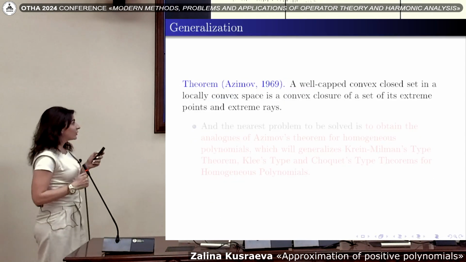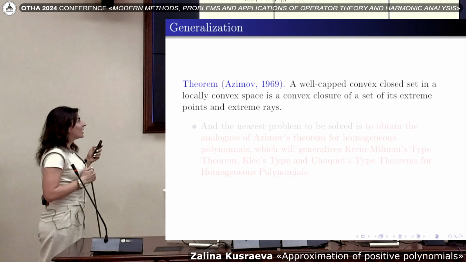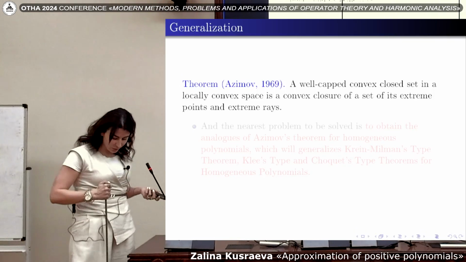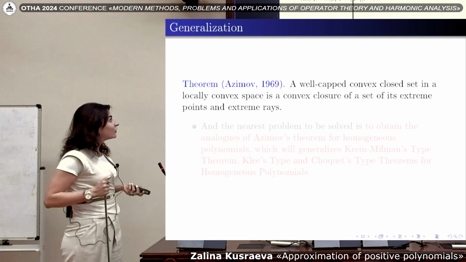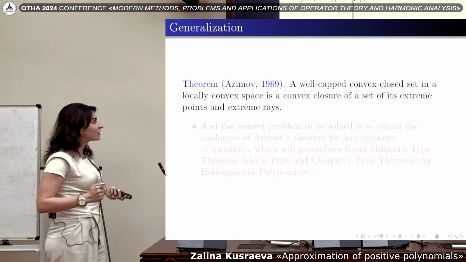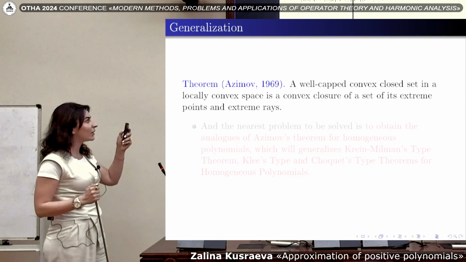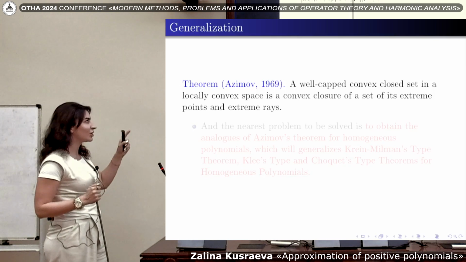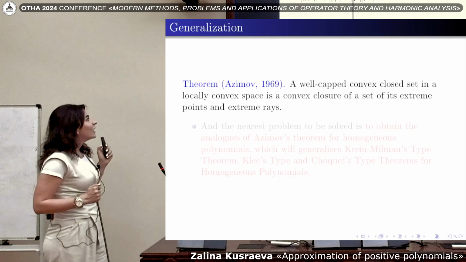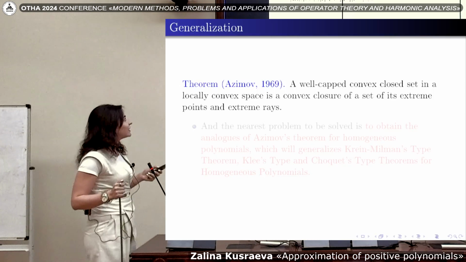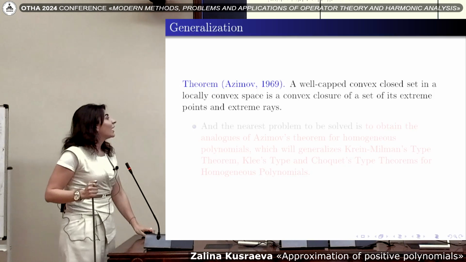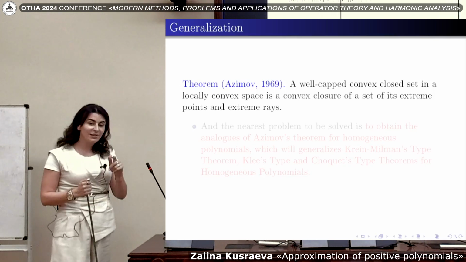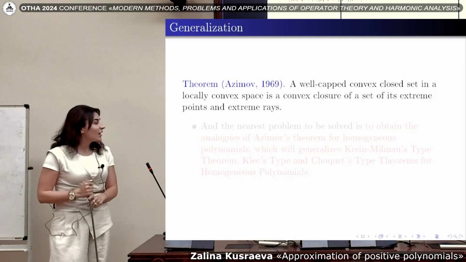And further on, in 1969, Asimov obtained the following result. He proved that a well-kept convex closed set, now he talks about closed sets, not cones, in a locally convex space is the convex closure of the set of its extreme points and extreme rays.